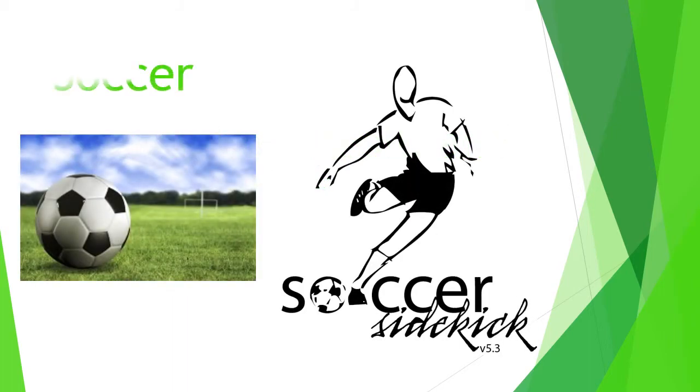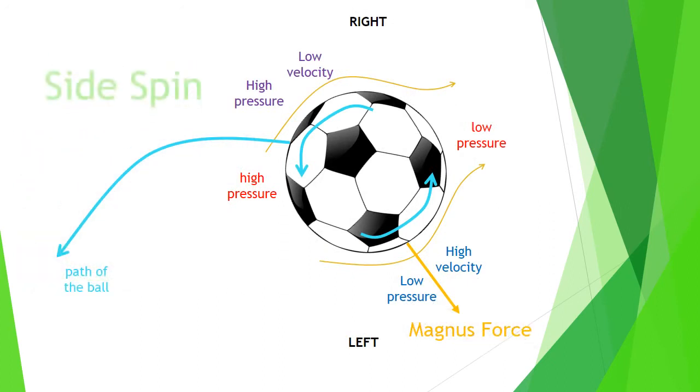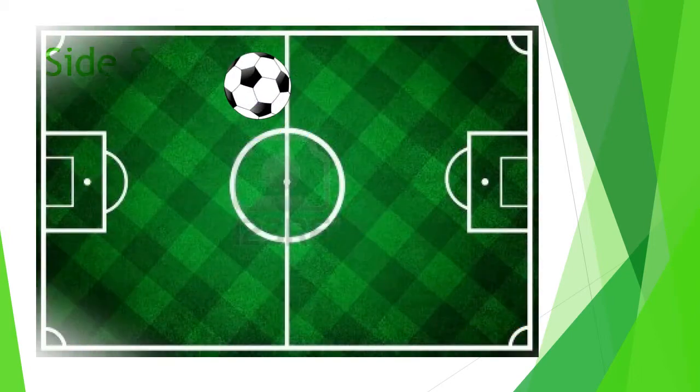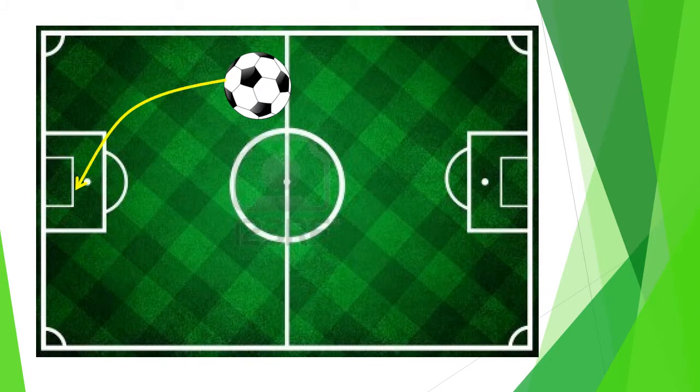Side kicks in soccer are utilized during a shootout when the right side, trying to get past the goalie, has high pressure, and the left player can hit the ball with his right foot, spinning the ball so it curves towards the left. This is because the Magnus force acting on the ball directs the ball from high pressure to low pressure. Since the ball was kicked with a side spin to the left, the ball curves left.